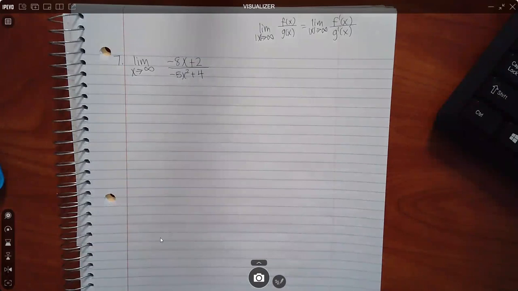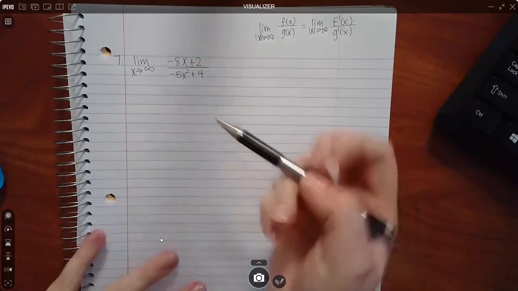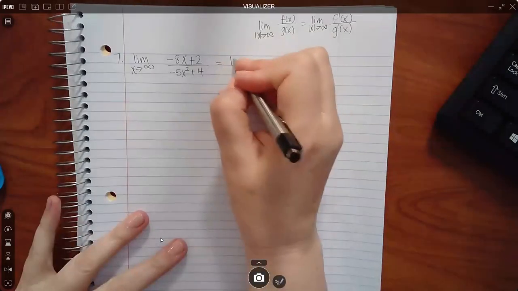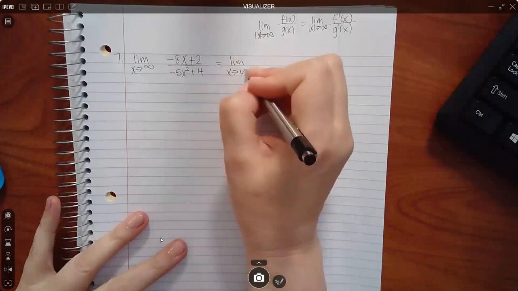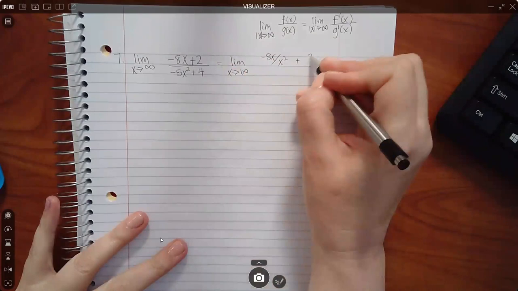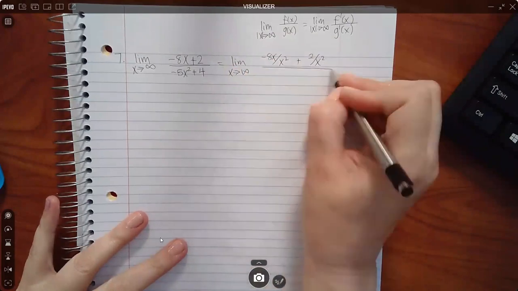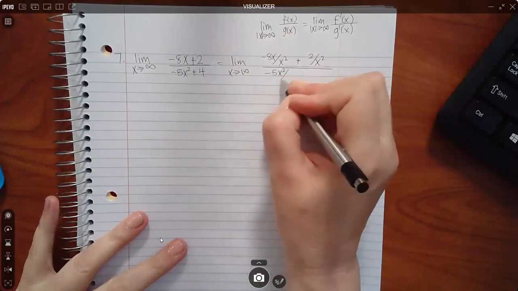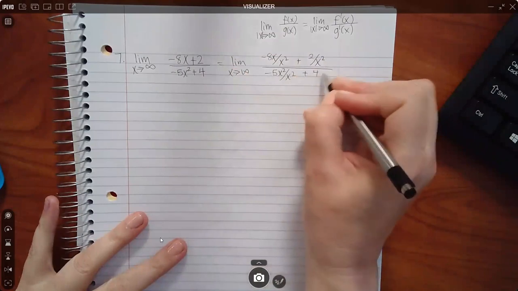For this one, we'll do the other method, the method Everardo, you were talking about, where we divide by what in this case? Yes, x squared. Whatever the highest exponent of the denominator is. So in this case we would have negative 8x over x squared, 2 over x squared, negative 5x squared over x squared, and then 4 over x squared.